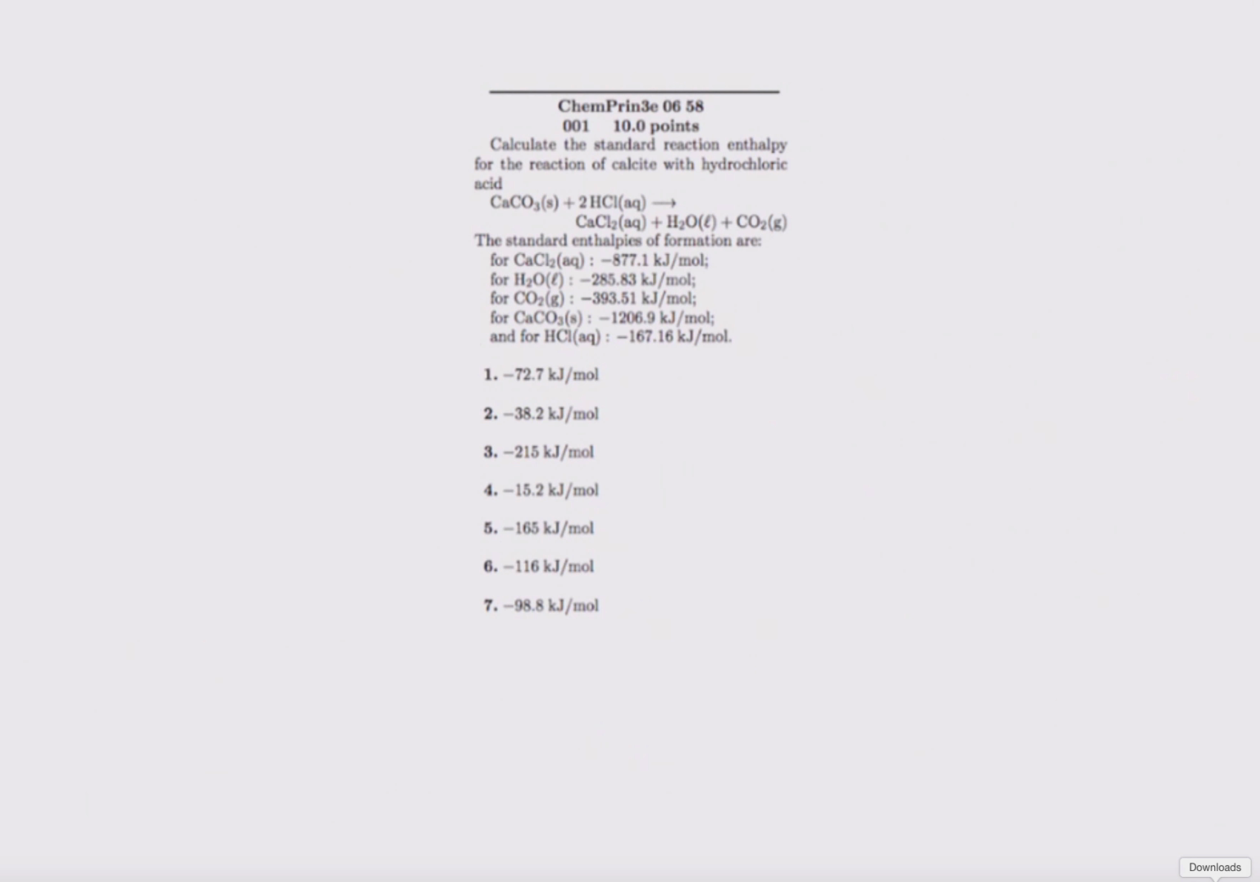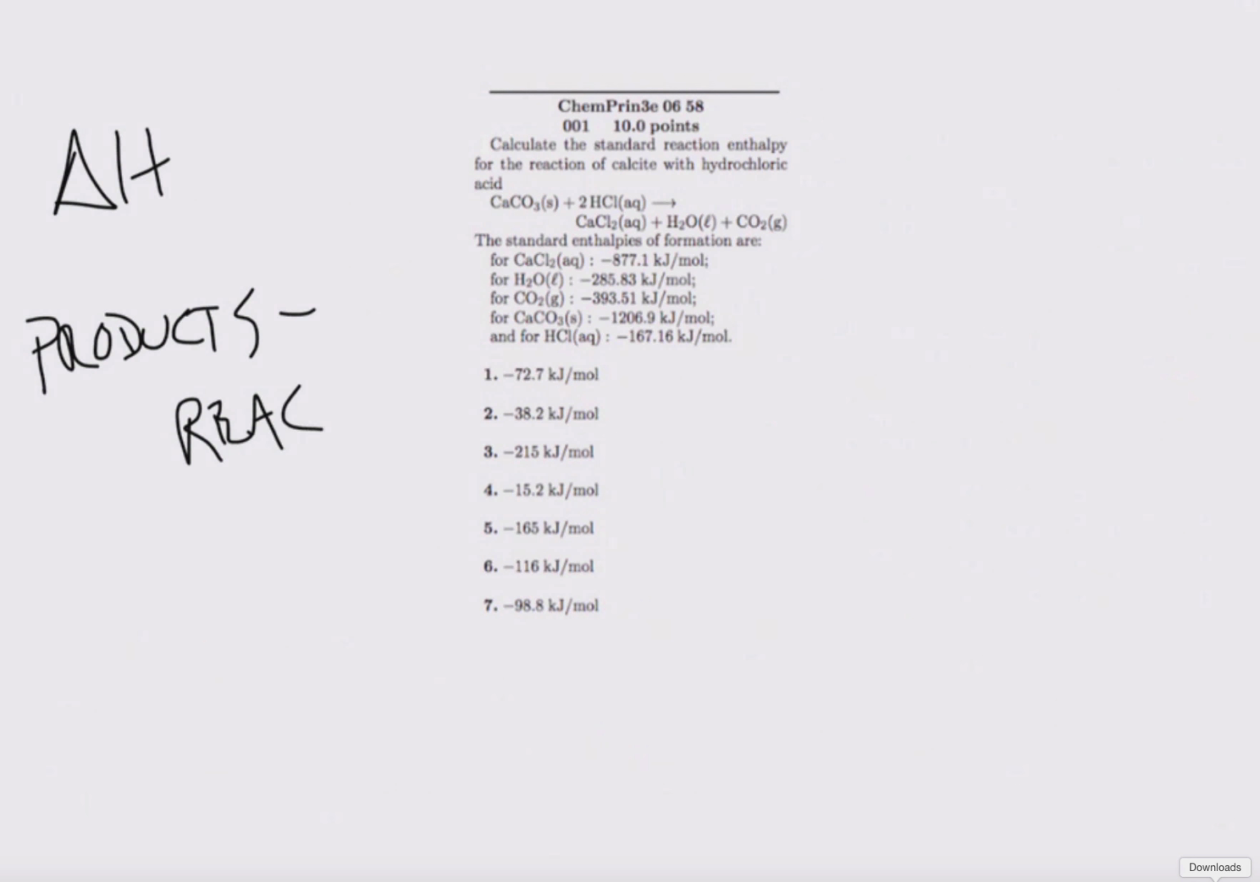is given by taking the total heat of formation of the products minus the total heat of formation of all the reactants added together, and whatever the difference is between those two, positive or negative, is the overall change in enthalpy, or delta H.